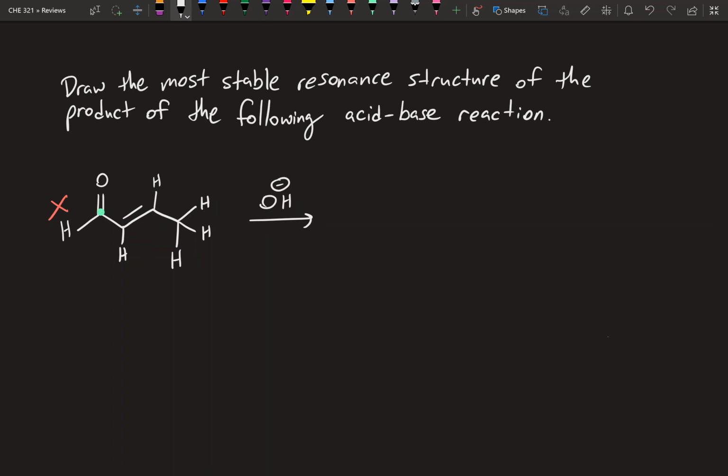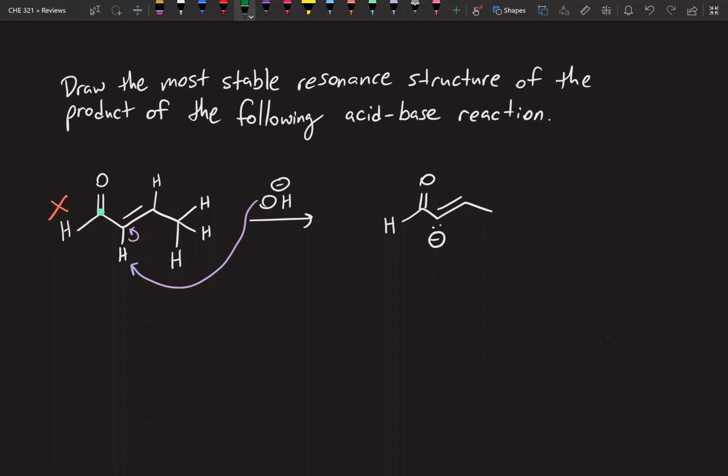All right, so let's go to the next one. Let's go to this one. Let's draw a curved arrow. It's going to attack that hydrogen, and we're going to form a lone pair on that carbon. Okay, so there's our lone pair.